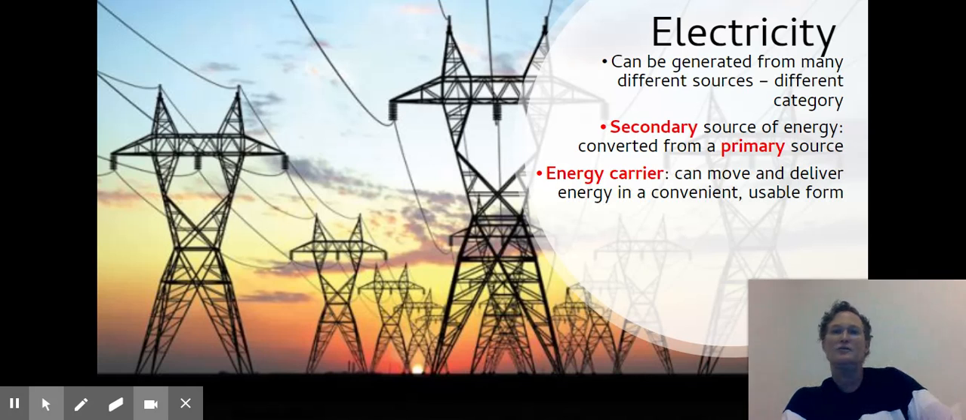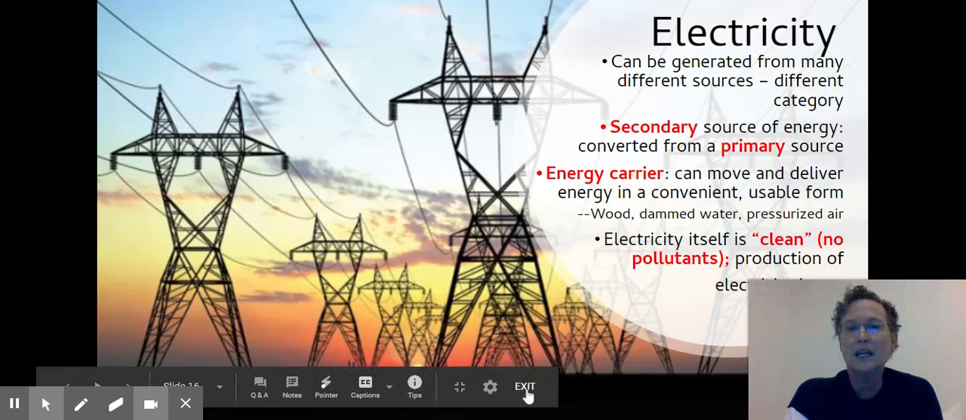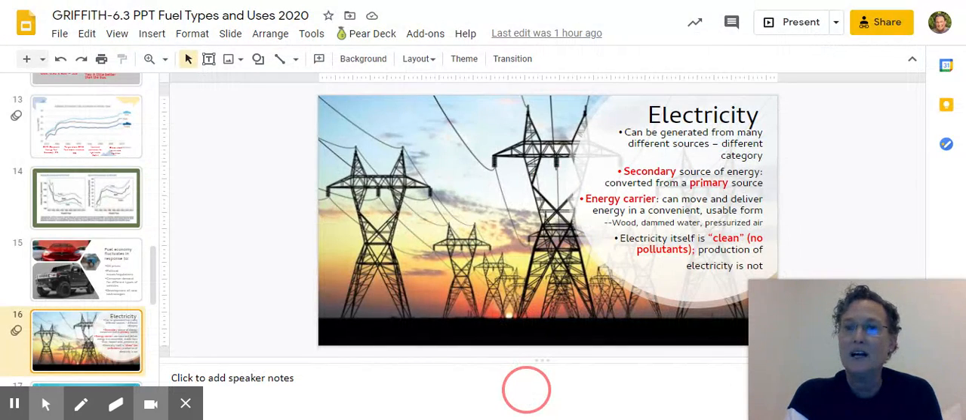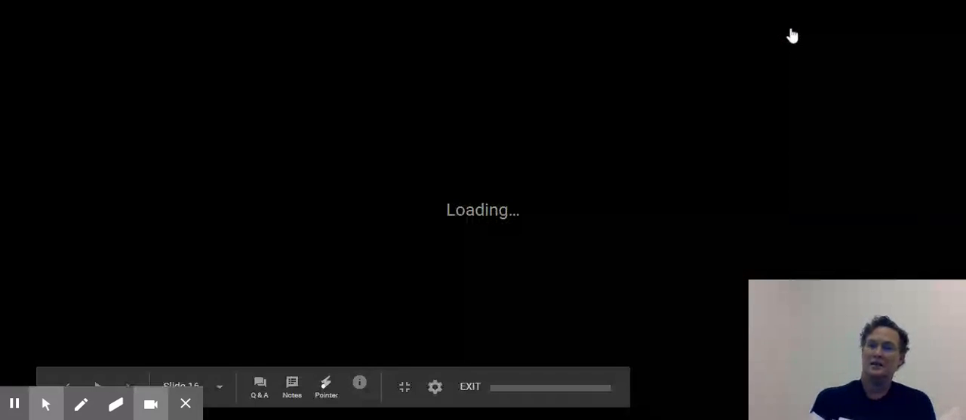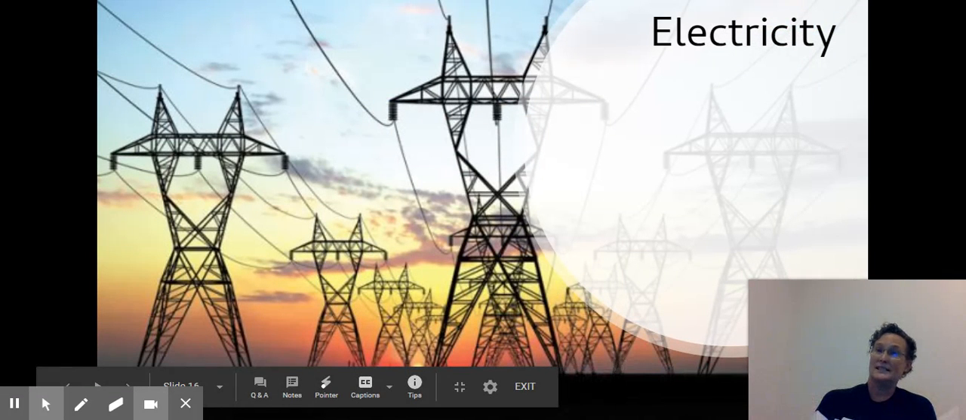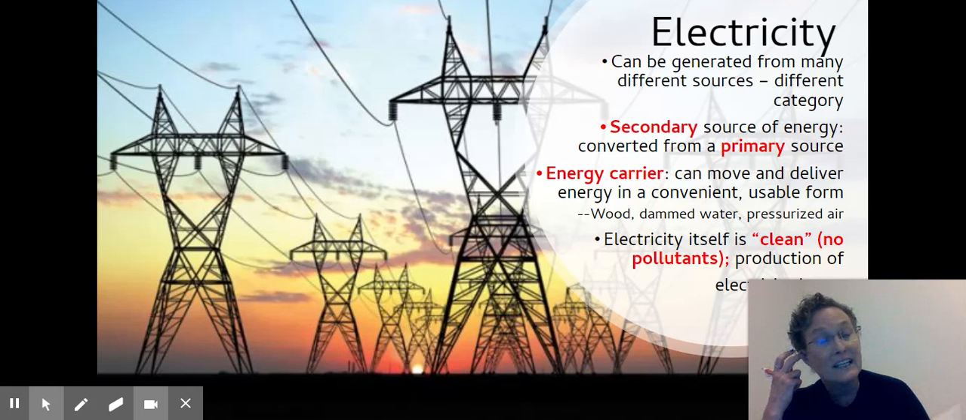An energy carrier can move and deliver energy in a convenient and usable form. Wood, dammed water, pressurized air. Electricity itself is clean. There's no pollutants to speak of. Okay, so the electricity itself is clean, but the production of electricity is not. So if I say, is electricity clean? You have to say, it depends.